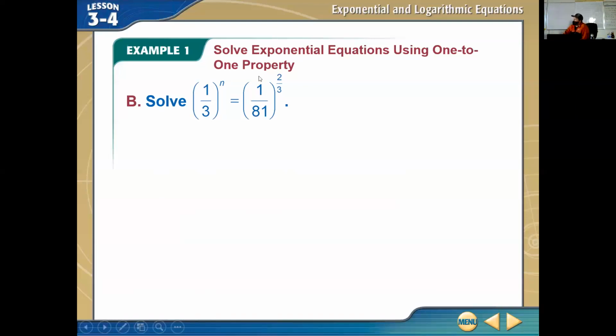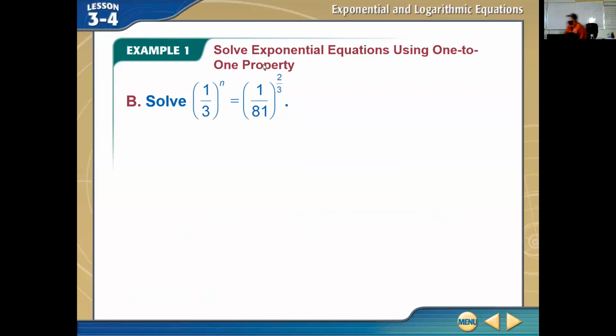How does this relate to 1/3? Well, 3 squared is 9. 3 cubed is 27. 3 to the 4th is 81. So in all reality, 1/81 is 1/3 to the power of 4.